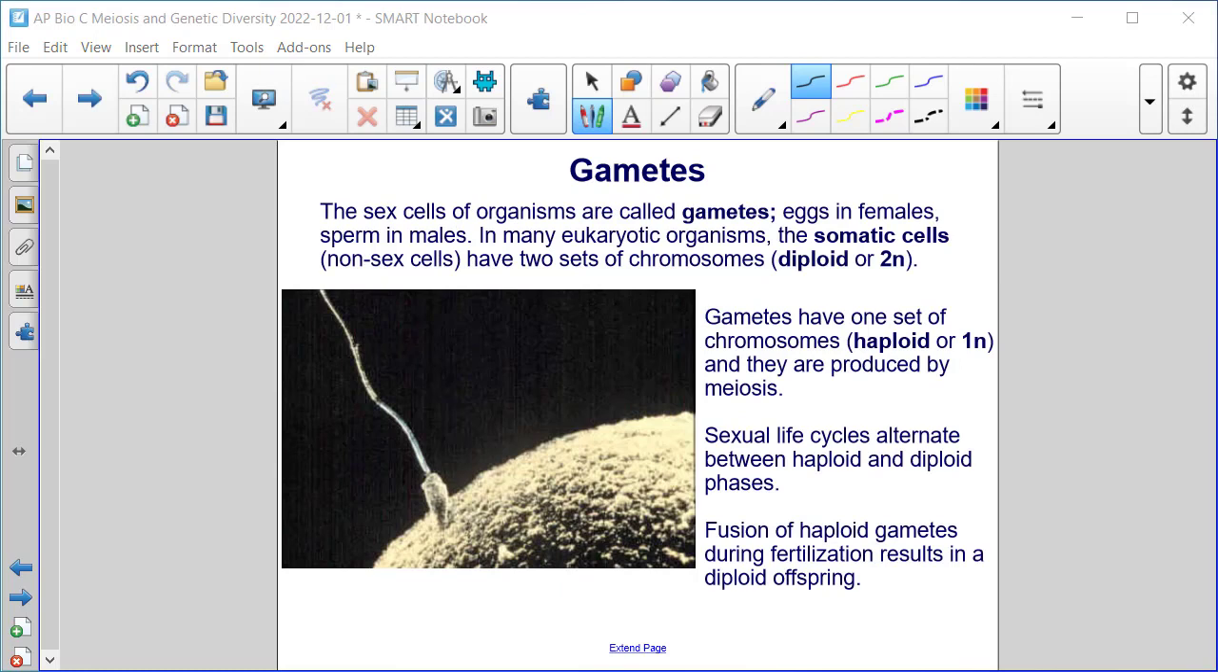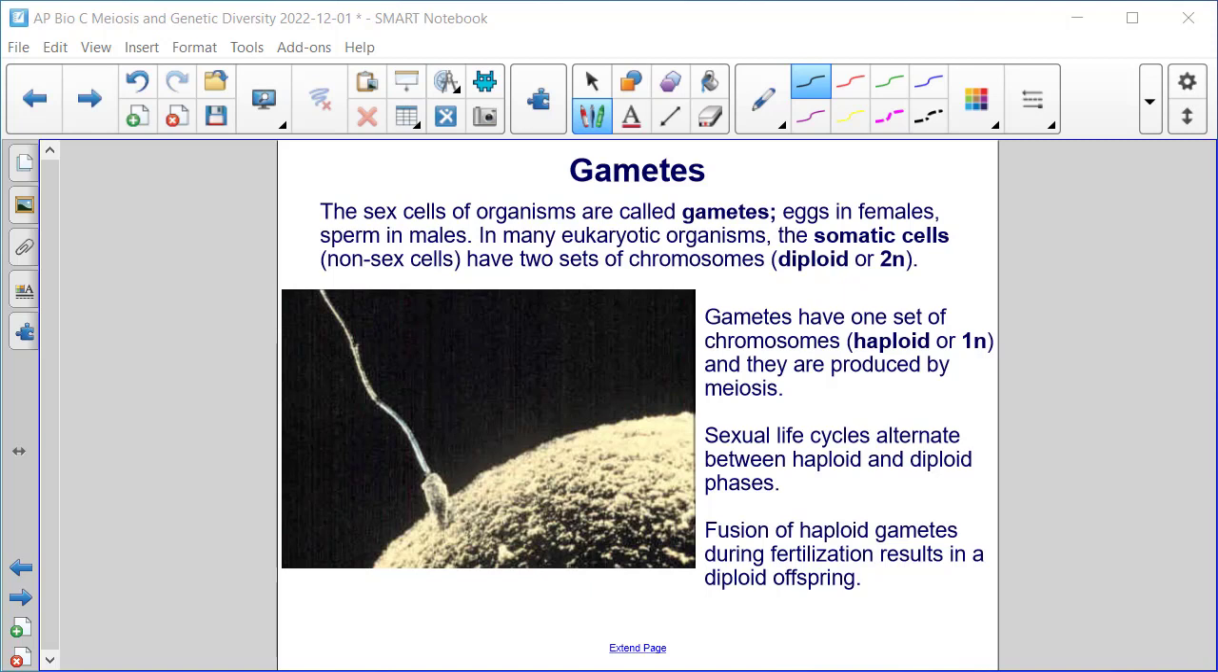The sex cells of organisms are called gametes. Eggs in females, sperm in males. In many eukaryotic organisms, the somatic cells, or non-sex cells, have 2 sets of chromosomes. They are diploid, or 2N. Gametes have 1 set of chromosomes. We call that haploid, or 1N, and they are produced by meiosis.